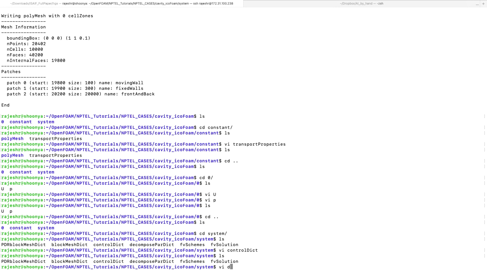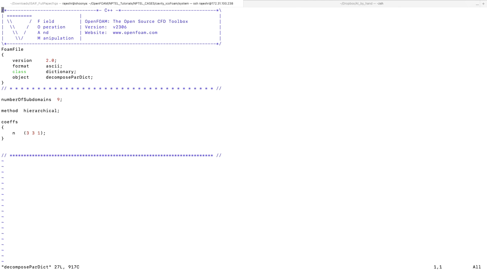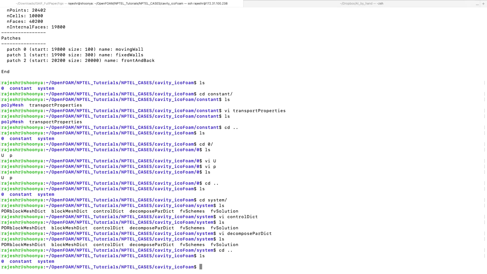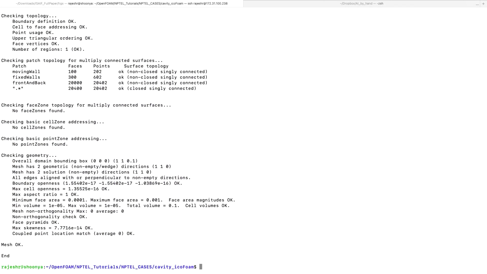There is also this decomposeParDict, which I will not go into detail, but you can basically divide the computational domain into different parts. Here, for example, we can make 3 parts in x and 3 parts in y, so total subdomains will be 9. We have already created the mesh using blockMesh. You can also do checkMesh. It has checked the mesh and everything is fine here.